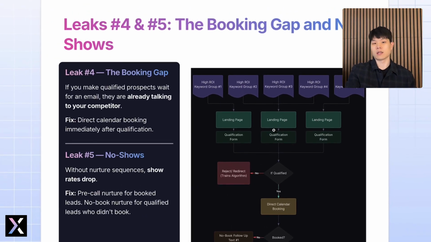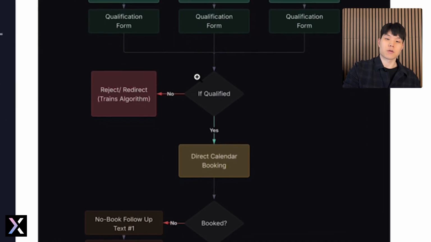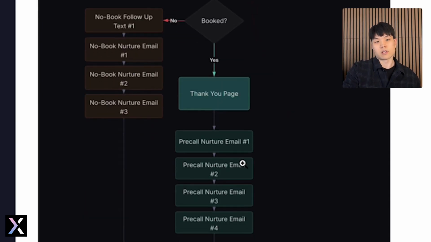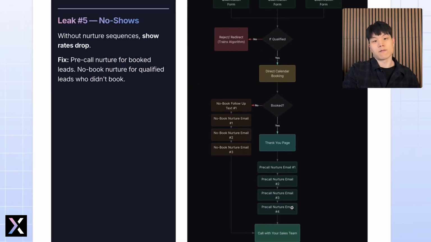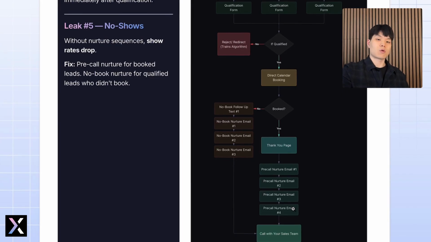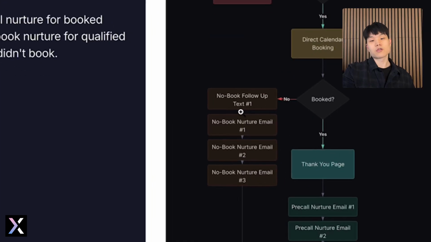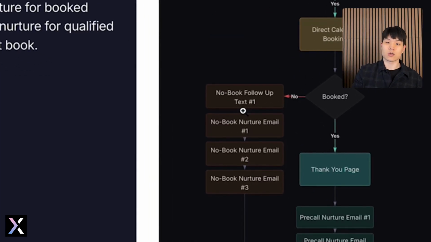And we don't just stop at the calendar booking, because leak number five is that prospects actually never show up to the sales call. We fixed leak number five by nurturing booked leads via email sequences, which often involve sending over case studies or other materials. And this improves the show rates and close rates because our prospects are warmed up even before the actual sales call happens. And for those qualified leads that didn't book in the direct calendar booking stage, we actually put them in a nurture sequence so that we can continuously engage them until they actually do book. And this way, we're basically just maximizing the amount of qualified calls that we put into our client's sales calendar.